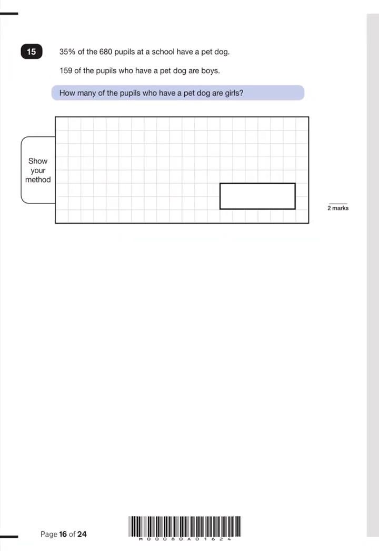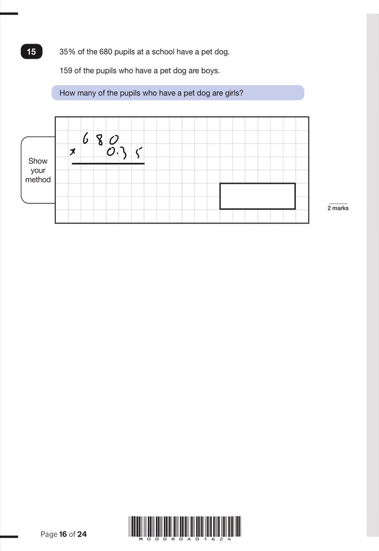Number 15. 35% of the 680 pupils at a school have a pet dog. 159 of the pupils who have a pet dog are boys. How many of the pupils who have a pet dog are girls? Okay, so we've got 35% of 680. 35% of them have a dog. 159 of those are boys. How many are girls? So we're going to multiply.